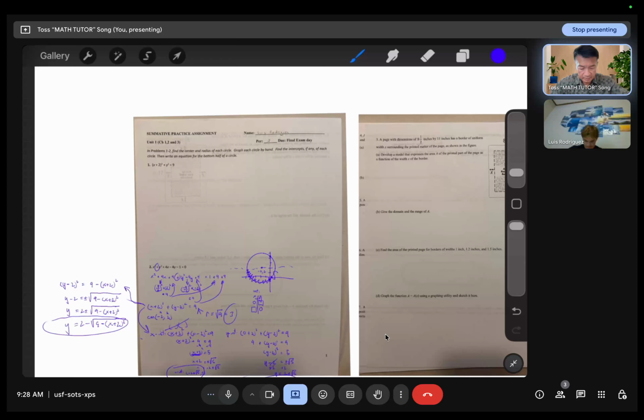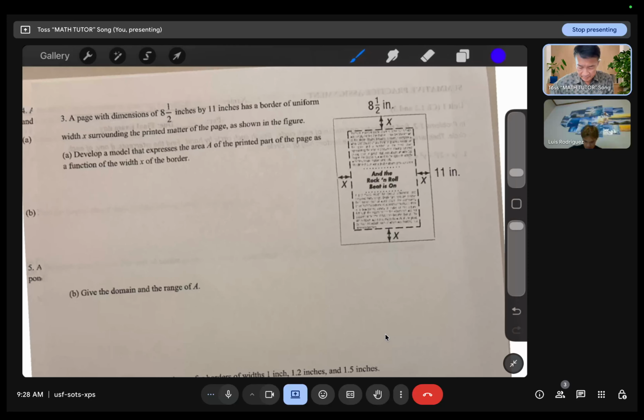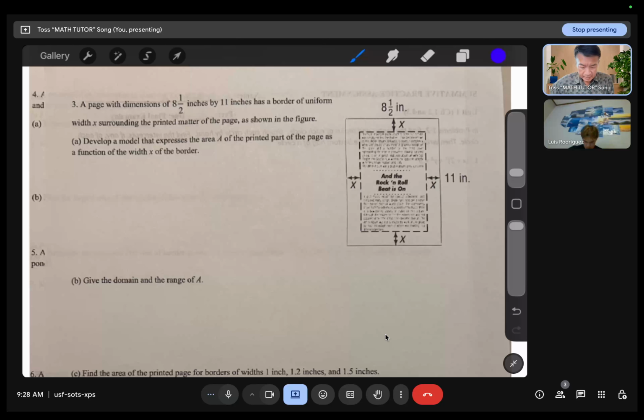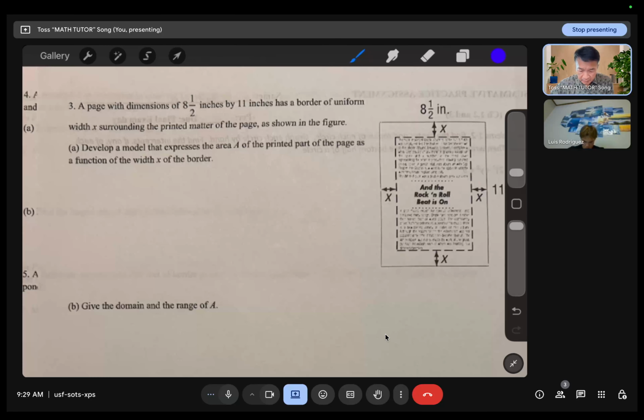Okay, let's do the word problems here. Right back. All right, have a look here. A page with dimensions of this and that has a border of uniform width. I mean, I'll go by the picture, but I want to make sure that I see all the details here. Of uniform width x.